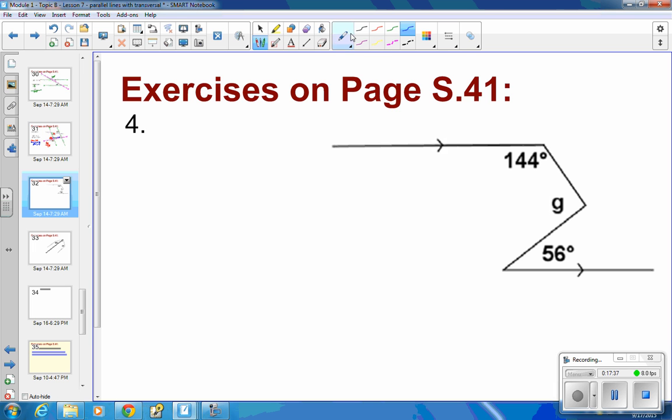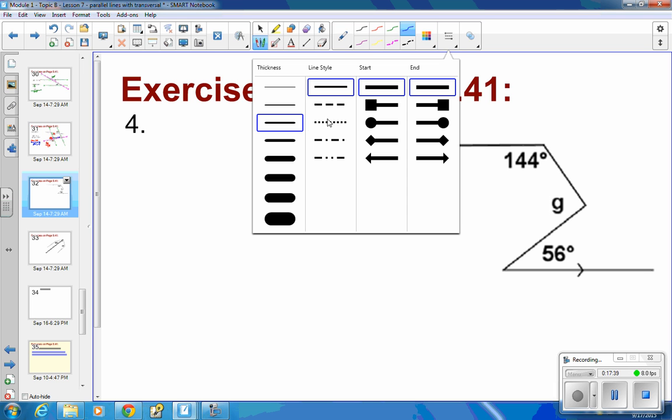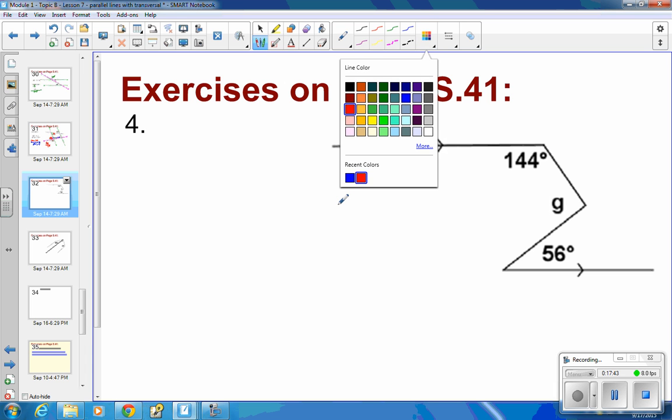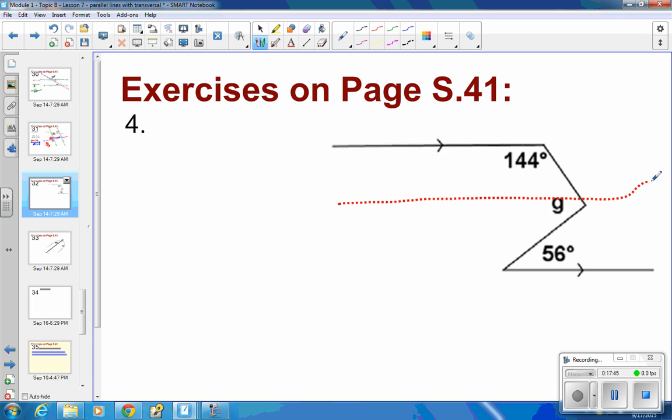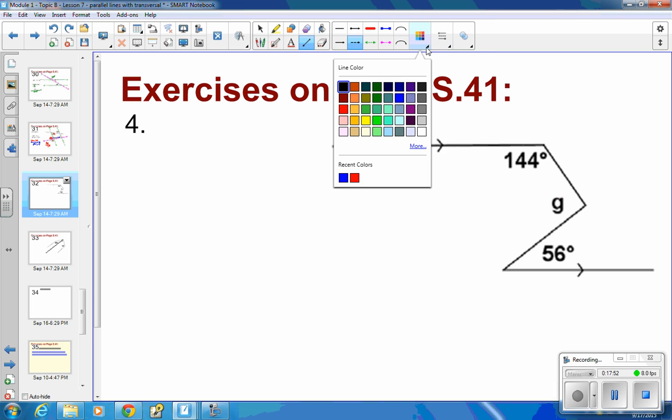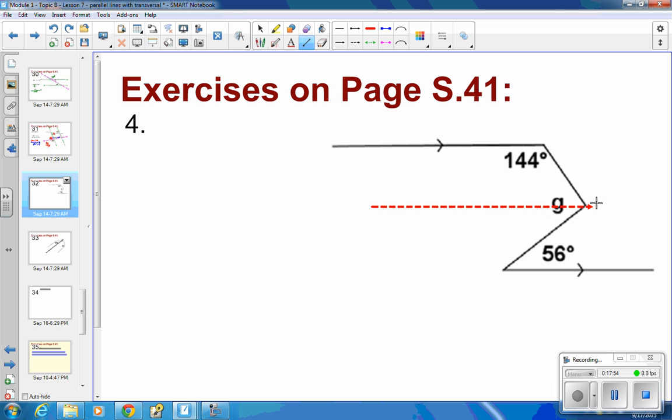Okay, next picture. So here we're going to need to add in some extra lines. Let's grab a line tool. There we go. Okay, so I need to add that line into this picture. Once I have that line in the picture, I can then see where my alternate interiors and alternate exteriors and all that are. I can extend these lines out if that helps you.